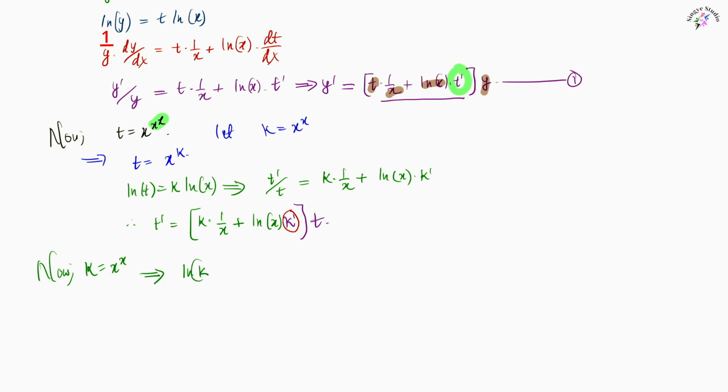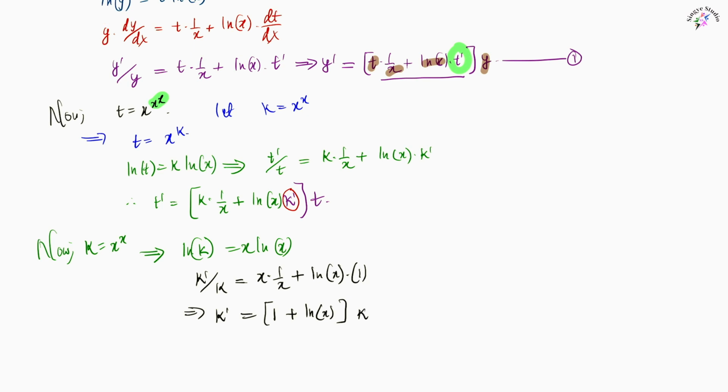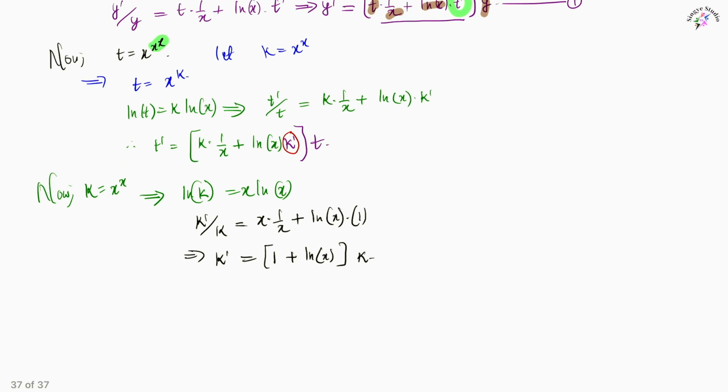ln k equals x times ln x, right? So we again differentiate implicitly, and we get k prime upon k equals x times 1 over x plus ln x times 1, right? Which will be k prime equals x times 1 plus ln x, the whole multiplied by k. So we know the value of k here.